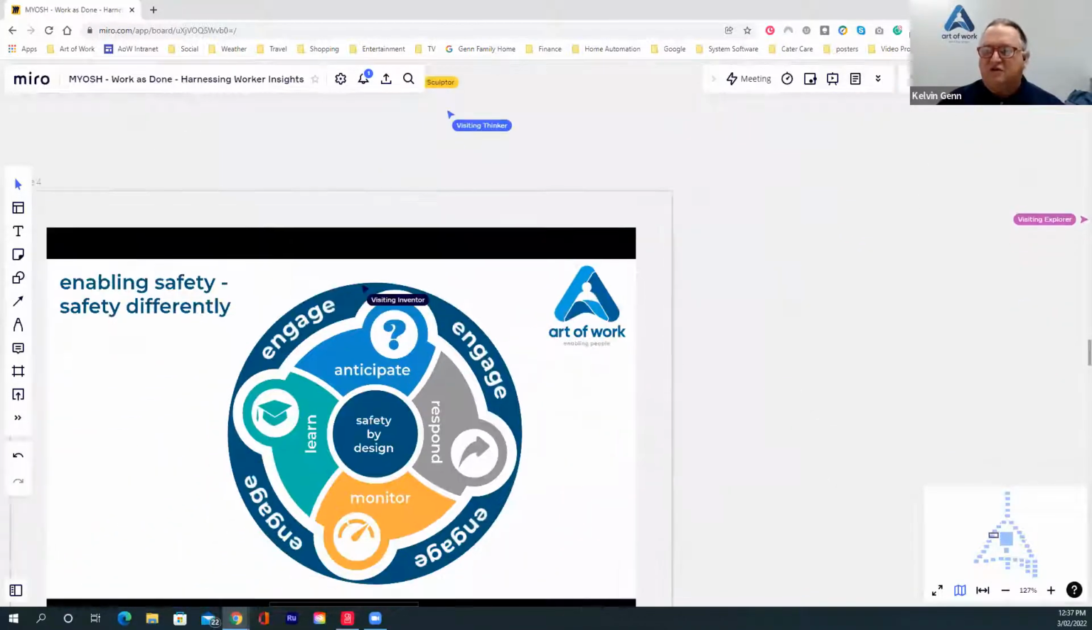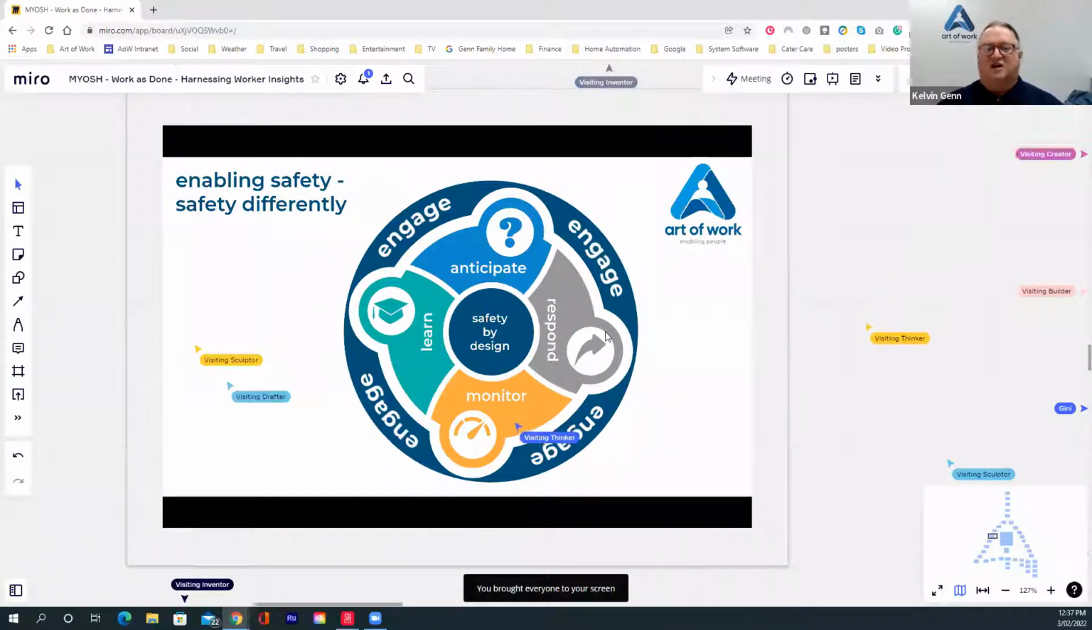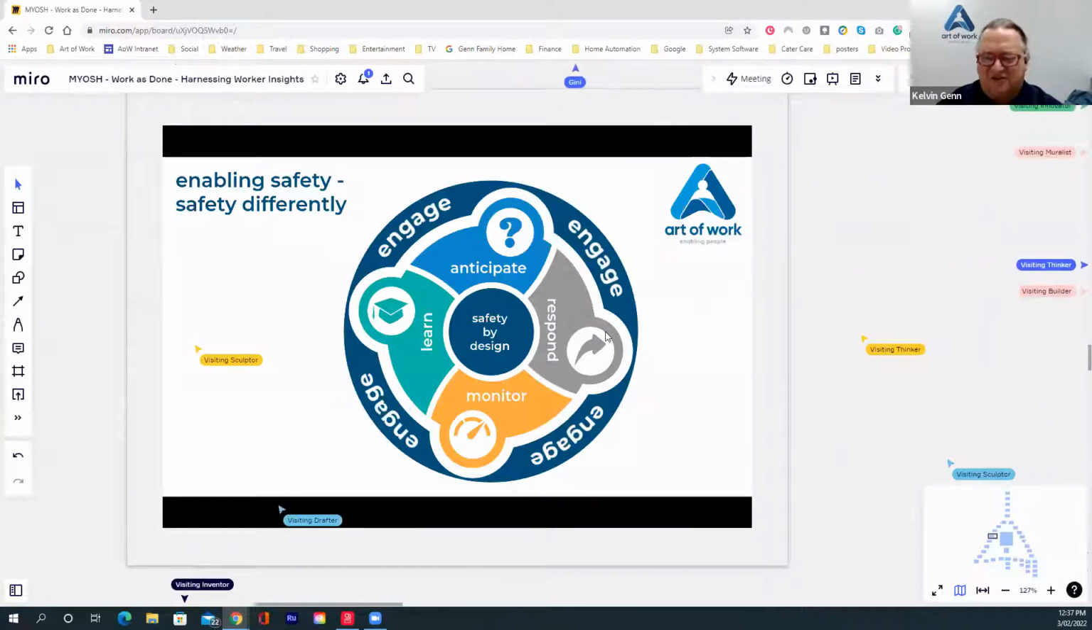Now, the other concept that is interesting in this space is thinking about a couple of things. This is thinking about capacity and resilience.